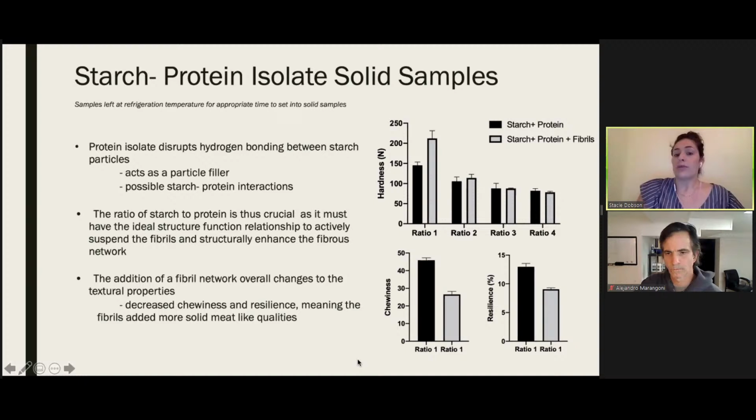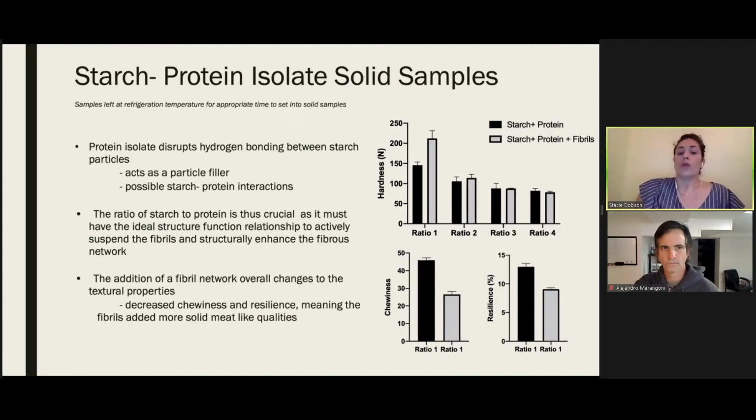The starch and protein by itself, the black bar, we see that it has generally high chewiness and high resilience with just the starch and protein. And with the addition of the fibrils, it starts to decrease, which is actually the feature that we were looking for, in the sense that when you bite into a piece of meat, it's not like a piece of gum or a piece of bread. You want to be able to bite through it.